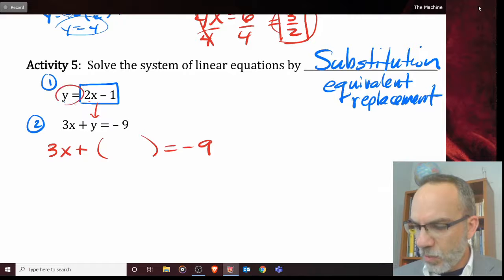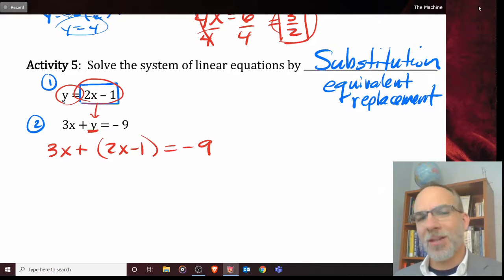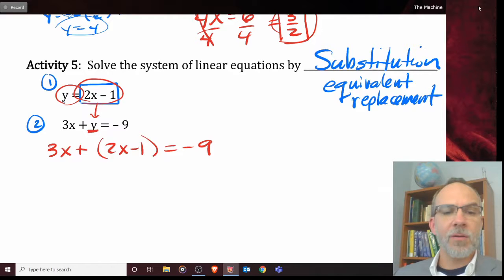I just said it was equal to y. So in this second equation, I will replace it with its substitute, 2x minus 1. And now look, my y's are gone. Now all I've got are x's, right? That was kind of the strategy that we did with the one above. We got rid of the y's and only had x's. Now I can just solve for the x.